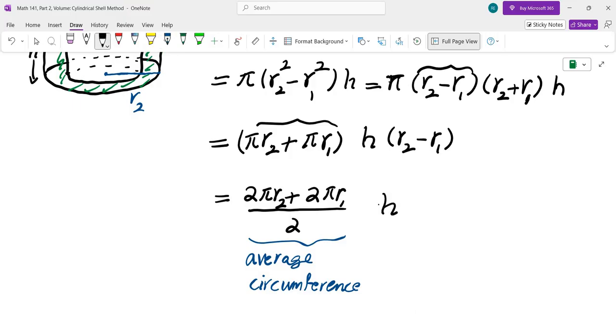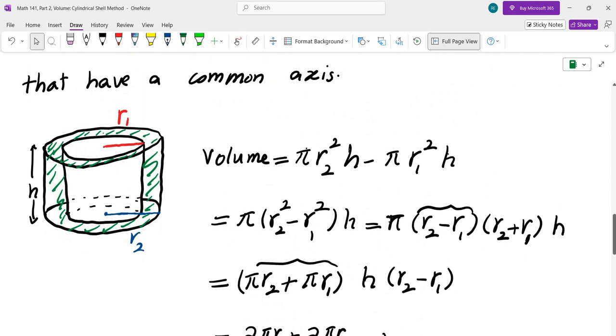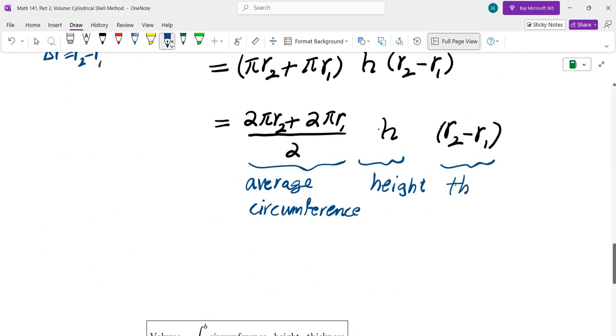And then multiplied by h. h is the height. And then multiplied by r2 minus r1. If you look at the cylindrical shell, r2 minus r1 is basically the thickness. It's this piece right here. So this is delta r, or r2 minus r1. So that's the thickness. So in other words, the volume of a cylindrical shell is circumference, height, and thickness.